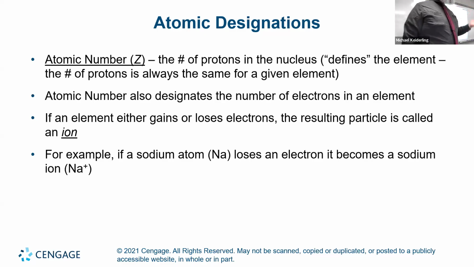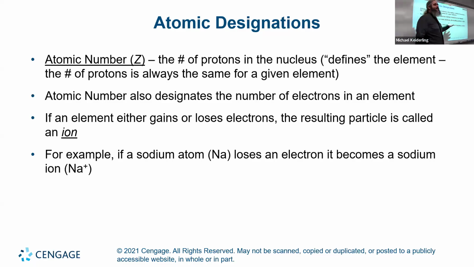It's possible, though, for an atom to gain or lose electrons, then it becomes an ion. So if an element gains or loses electrons, the resulting particle is called an ion, and it either has a positive or negative charge. For example, if a sodium atom loses an electron, it becomes a sodium ion, Na+. And you are full of sodium ions. You use them to make all kinds of things in your body work, like your nerves require sodium ions.